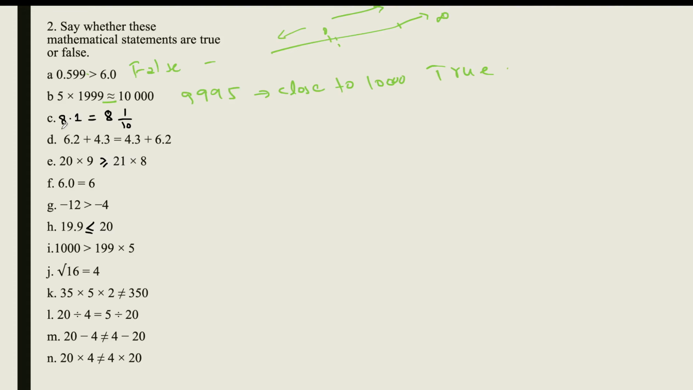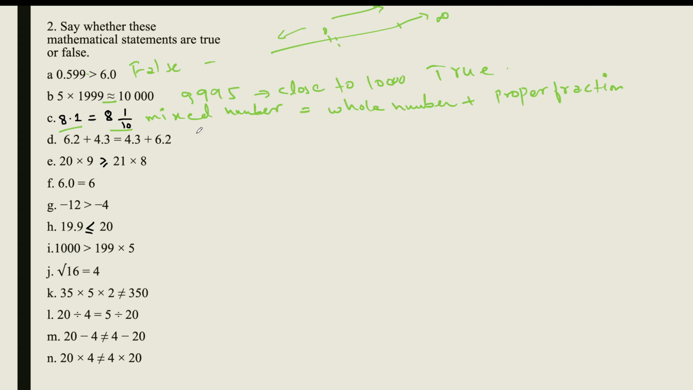The third one states that 8.1 is equal to 8 and 1/10. This is what we call a mixed number, which is equal to a whole number plus a proper fraction. So 8 is a whole number and 1/10 is a fraction. How do we know if this is equal? 8.1, we know the value. What is the mixed number equal to?